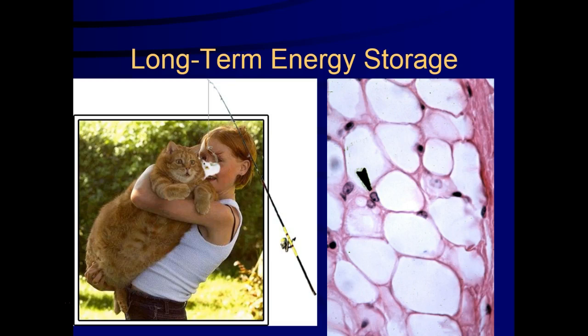What you're seeing here on the right-hand side is where we actually store that fat. That fat is stored in special cells called adipocytes. Adipose is fat tissue. It's an incredibly specialized type of tissue in that it is really well adapted to storing fat. You'll notice that most of the cell is for fat storage. In fact, the nucleus and a lot of the organelles are pushed to the periphery.